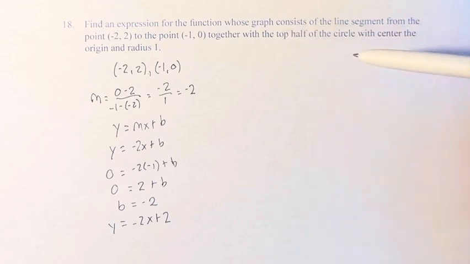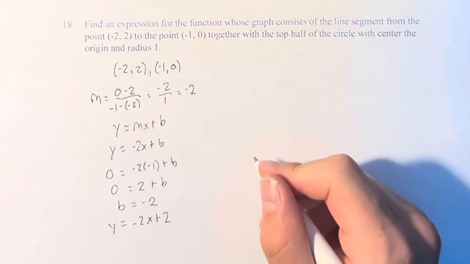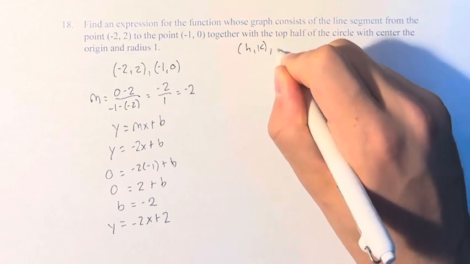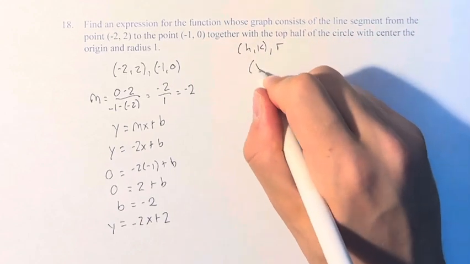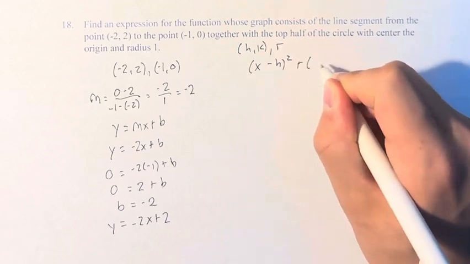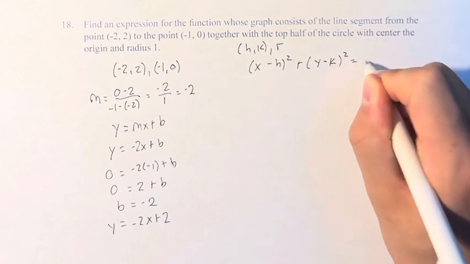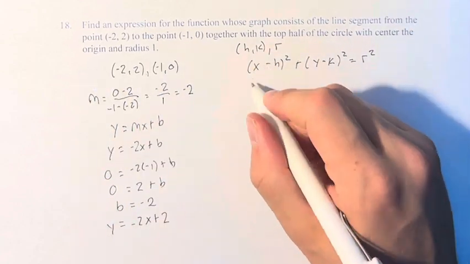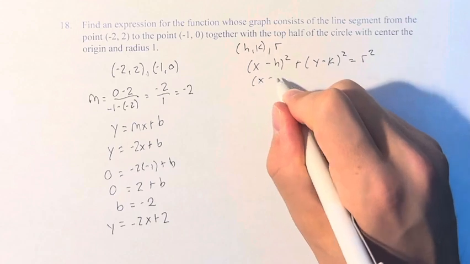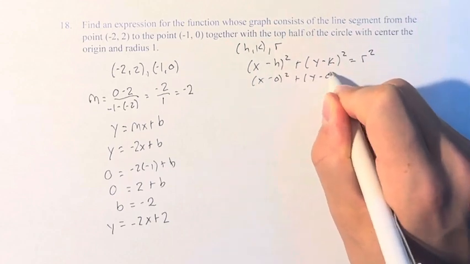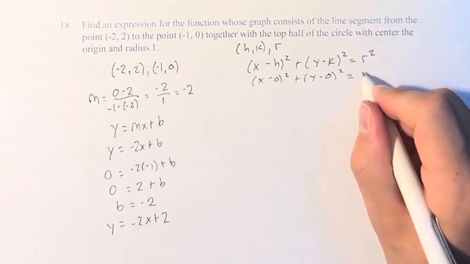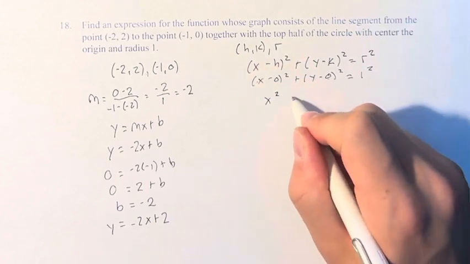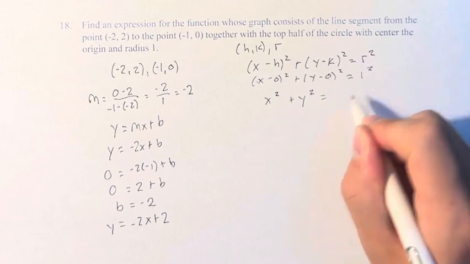We also have the top half of the circle with center the origin and radius 1. So for a circle with center h, k and radius r, the equation is x minus h squared plus y minus k squared equals r squared. The center is the origin, so that's 0, 0. So we have x minus 0 squared plus y minus 0 squared equals r squared. The radius is 1, so that's 1 squared. X minus 0 is just x squared, y minus 0 is just y squared, and 1 squared is 1.